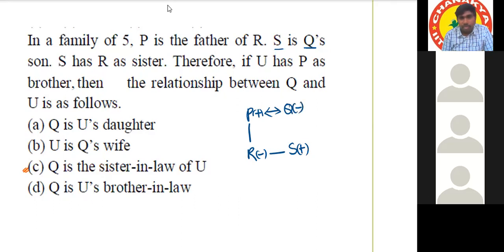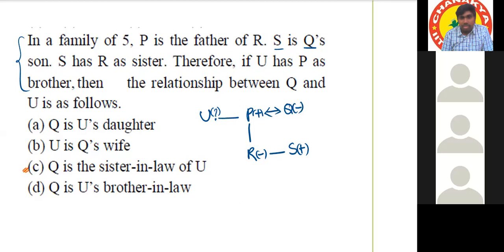Okay, then. Therefore, if U has P as a brother, means U's brother is P, then which of the following will be correct? In this data, one thing is not declared. What is the thing? Gender of U. U's gender is not declared.